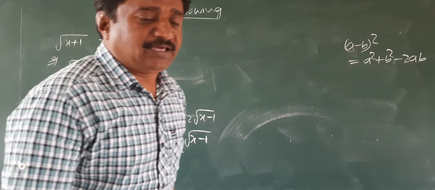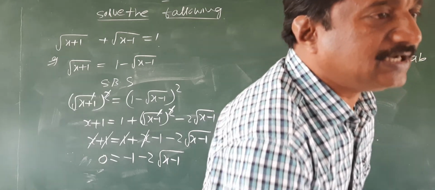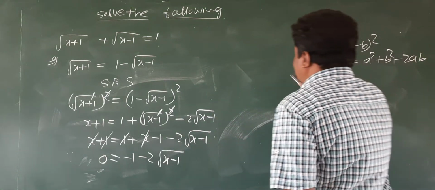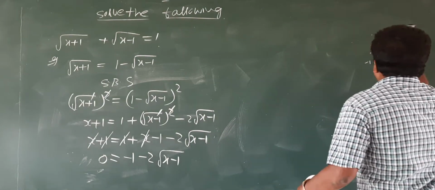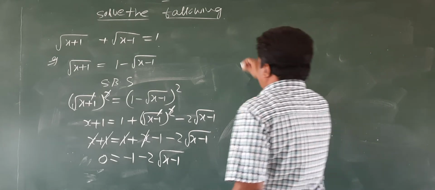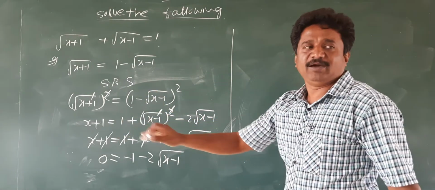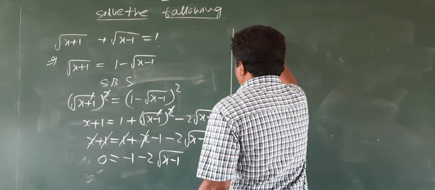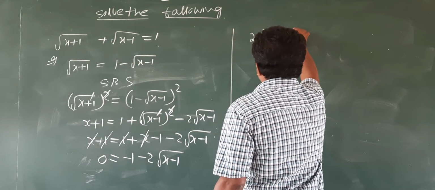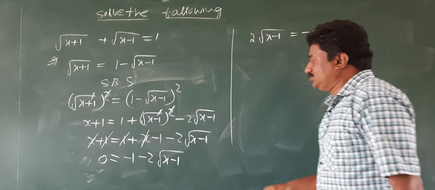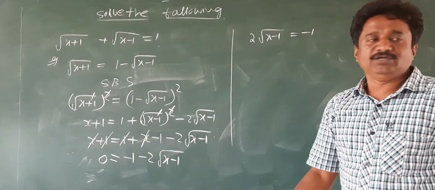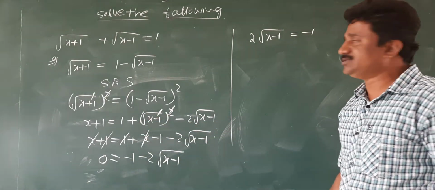So now I am thinking of getting x. You bring that x term to one side. It is 2 into root x minus 1 is equal to minus 1.